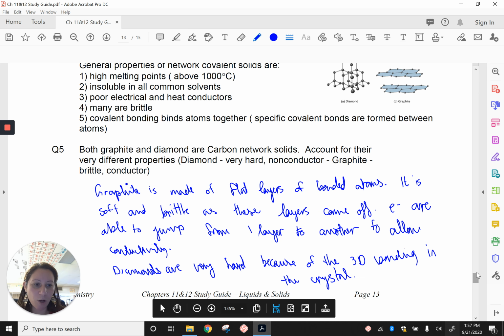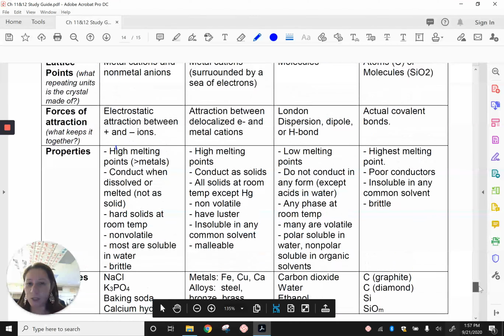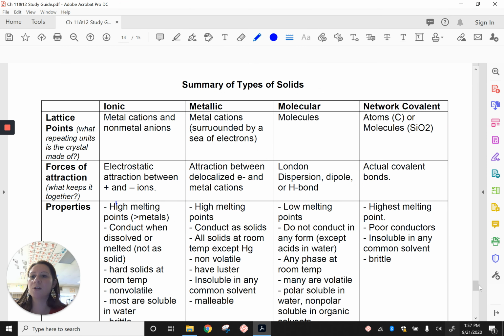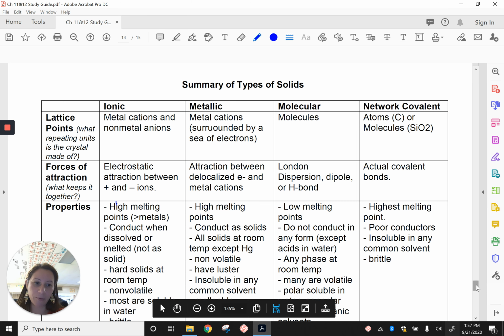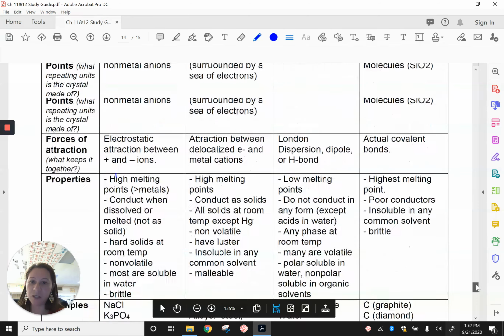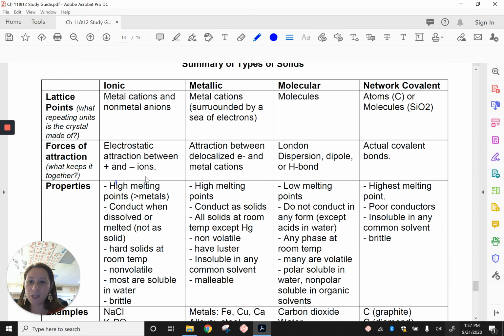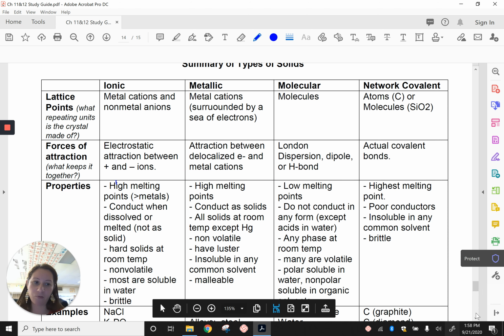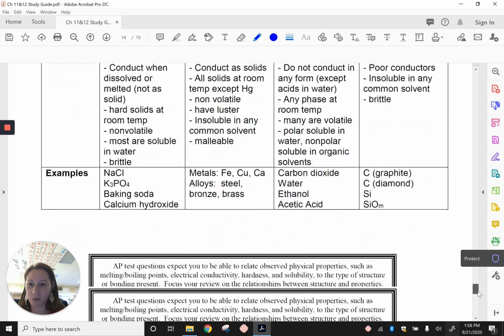All right, so I wanted to summarize all this for you, the types of solids here. Remember there's amorphous and crystalline. So the 4 types of crystalline solids are ionic, metallic, molecular, and network covalent. And so the 4 things that you need to know about them are what's at the lattice points, what are the forces of attraction that keeps the crystal together, some properties, and then some examples as well. I summarized the last couple of pages into just one table here, so it's easier for you to see and compare between the different types of solids.